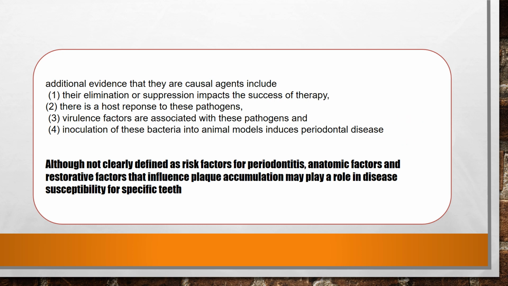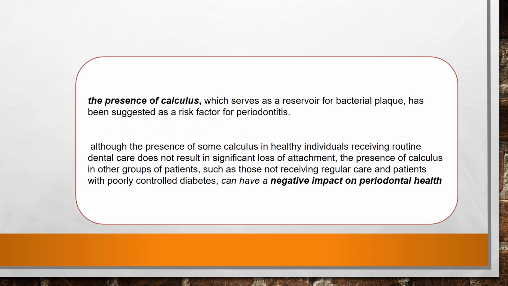Although not clearly defined as risk factors for periodontitis, anatomic factors and restorative factors also influence plaque accumulation and may play a role in disease susceptibility for specific teeth. Then the presence of calculus, which does not directly cause periodontitis, but can act as a reservoir for bacterial plaque. So that is considered a risk factor for periodontitis. Although the presence of some calculus in healthy individuals receiving routine dental care does not result in significant loss of attachment, the presence of calculus in other groups of patients, such as those not receiving regular care and patients with poorly controlled diabetes, can have a negative impact on periodontal health.